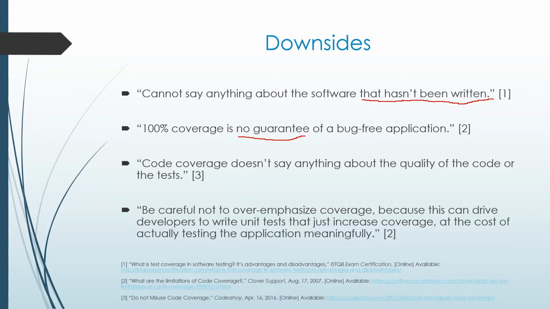The third part is code coverage doesn't say anything about the quality of the code or the test. It just says that all your code's covered. And the fourth, be careful not to overemphasize coverage, because this can drive developers to write unit tests that just increase coverage at the cost of actually testing the application meaningfully.